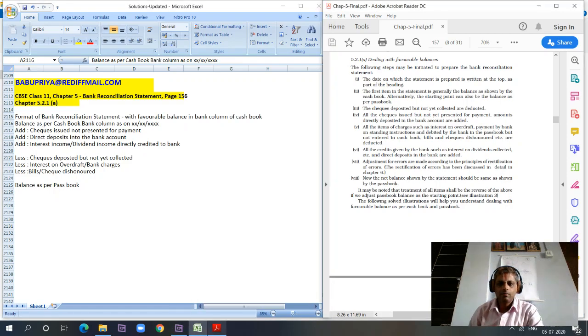So checks issued but not presented have to be added, and any direct deposit that's made into the bank by the customer has to be added into the bank. Direct deposit into the bank account has to be added. Then any interest income or dividend income or any other alternate income that has got directly credited into the bank account has to be added.